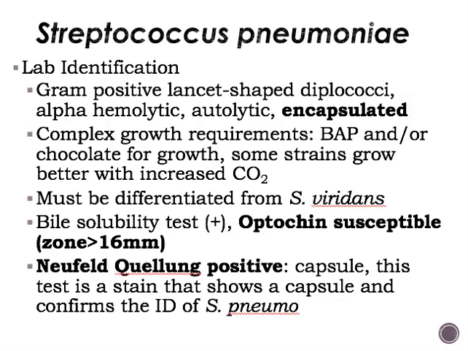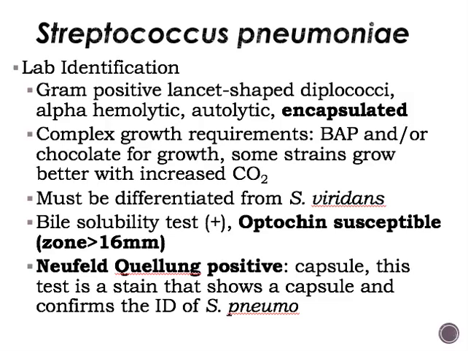Bile solubility test would be positive. Optochin, that's the main one that we're going to use to identify strep pneumo. Optochin is an antibiotic. So this is another antibiotic impregnated into a little filter paper disc, and it's performed in the exact same way that the A disc is performed.